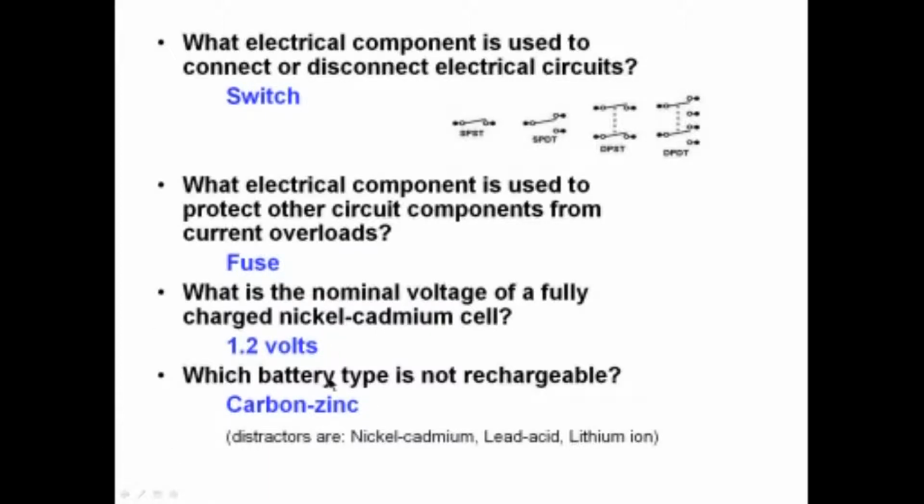Okay, which type of battery is not rechargeable? Carbon zinc, of the ones they offer you, carbon zinc is not rechargeable. I've shown you the distractors on this one. The distractors are nickel-cadmium, which is a rechargeable type. Most of your rechargeable or cordless power tools use a nickel-cadmium battery. Another distractor is a lead-acid battery, also a rechargeable type. This is the kind of battery that's in your car. And the lithium-ion battery, also rechargeable. This is the kind of battery that's in your cell phone or your camera. So the one that is not rechargeable is the carbon zinc, which is the old-style flashlight battery. They call them heavy-duty batteries now, but they're not heavy-duty at all.